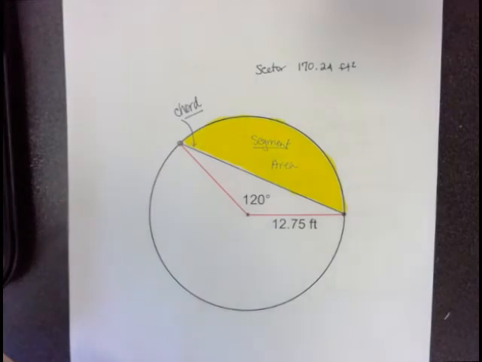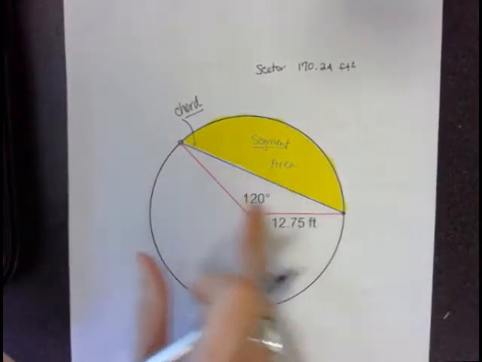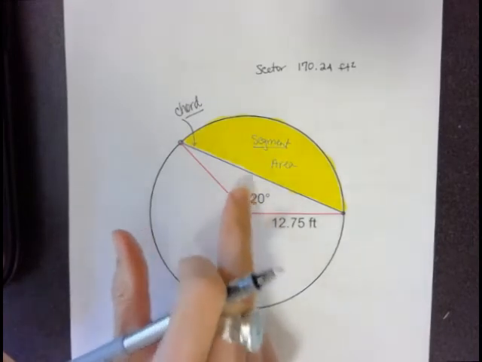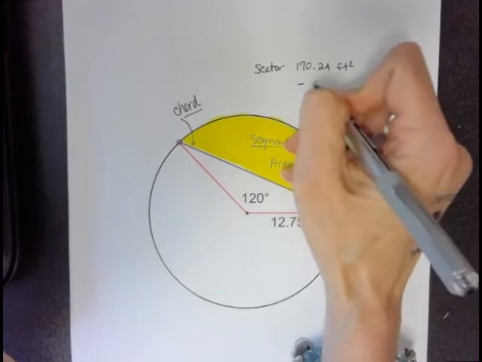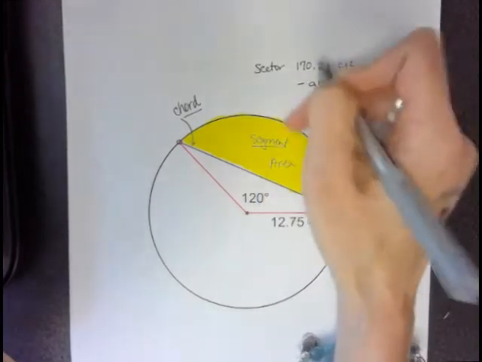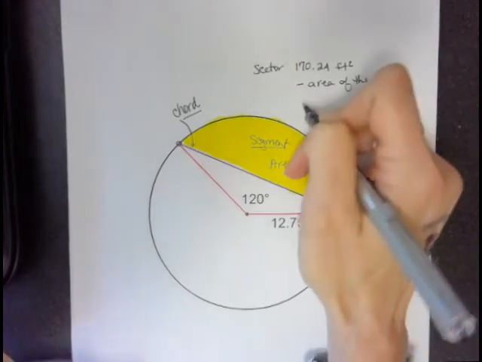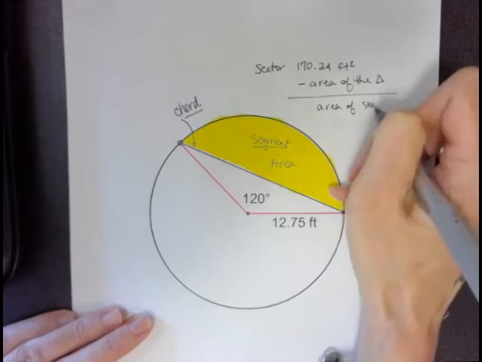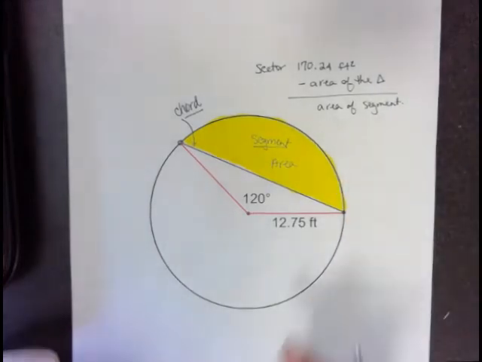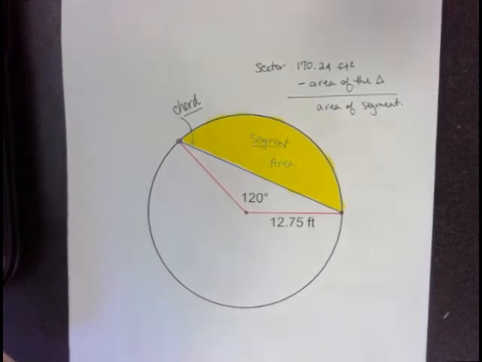Okay. So it's kind of obvious that here's a triangle. Would you agree? So if I can find the area of this triangle and subtract it from the area of the whole sector, I can find the area of the segment. But the tricky part is, how am I going to find the area of this triangle? That's the tricky part. We're going to have to use a little bit of trig.